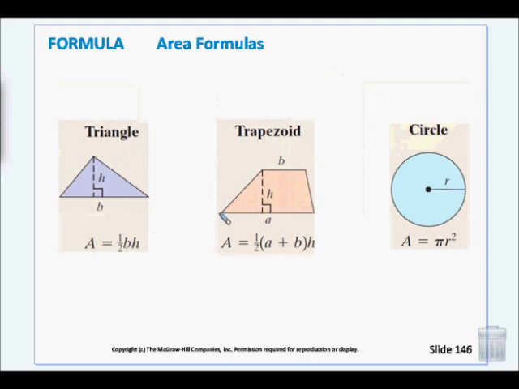Triangle is 1/2 base times height, and that's because if I put 2 triangles together, I get a parallelogram. And the triangle is half of it. Trapezoid is 1/2 times the sum of the bases, these are bases, so it's the top and the bottom, times the height. And then the circle is pi r squared. So the radius, if it was 5, it'd be 5 times 5 times pi. We'll go over some concrete examples.